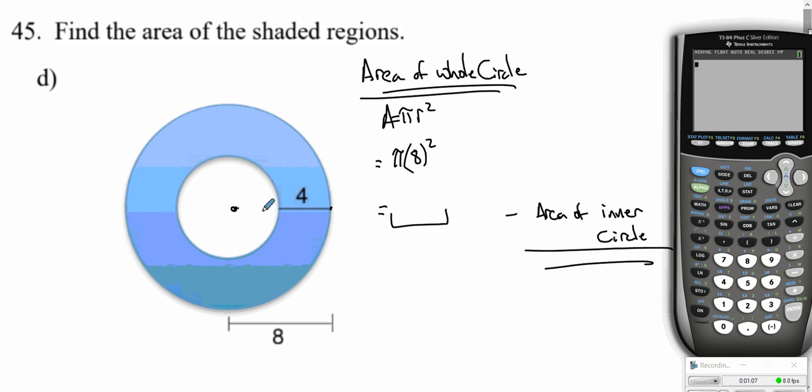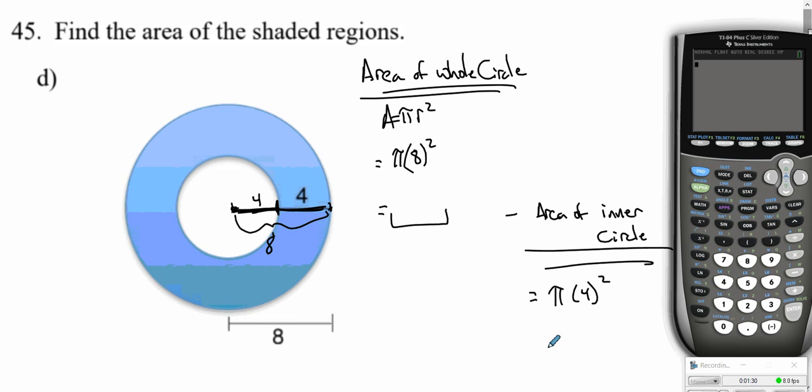The inner circle, that's this white circle inside here. Notice its radius is right here. Well, if it's 8 all the way across, and this much is 4, then this part would have to be 4 as well. So its radius is 4. So pi times 4 squared.